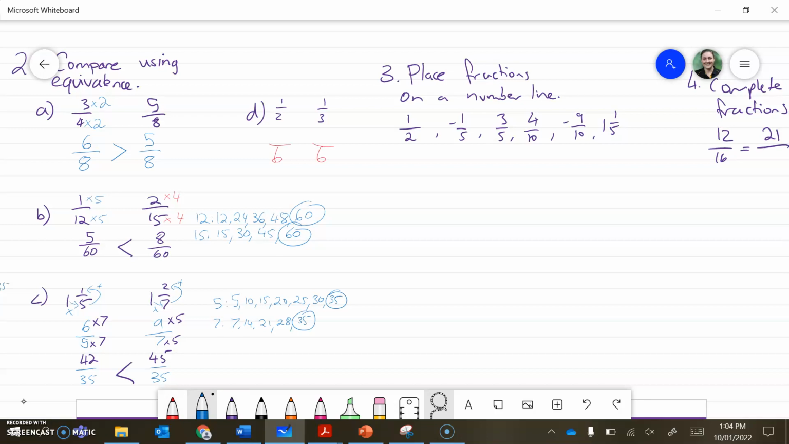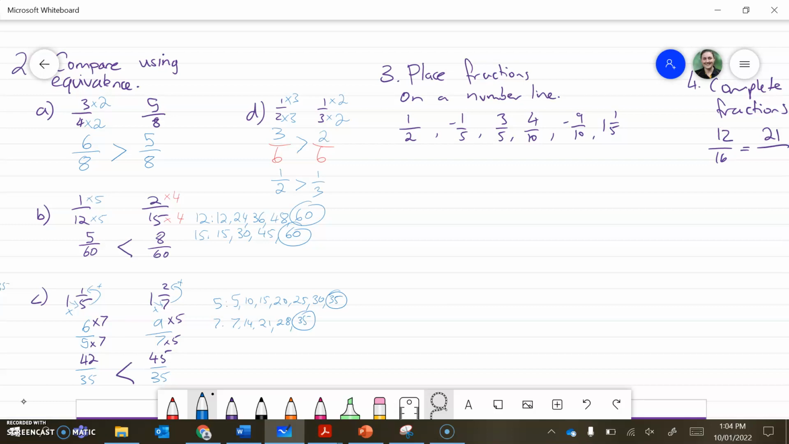So to get to 6, I need to multiply by 3, and I need to do that to my numerator as well. And to get from 3 to 6, I need to times by 2, and we do that to our numerator as well. So 3/6 is equivalent to a half, and 2/6 is equivalent to a third. So what it means is 3/6 is greater than 2/6. Now we can write it as our original fraction, so a half is greater than a third.